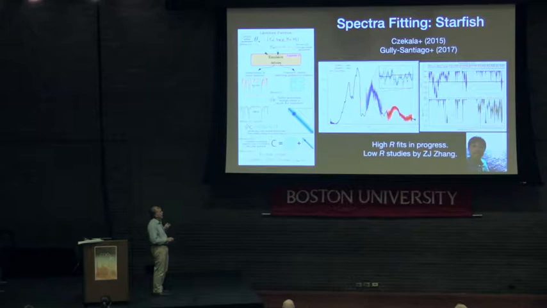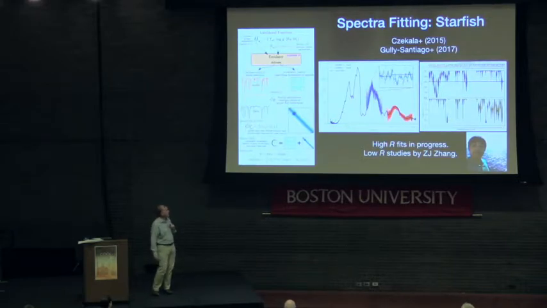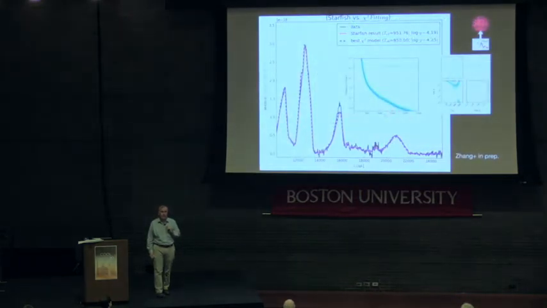We've been doing it both on IGRINS spectra, which is shown here. These are effective temperature and gravity measurements as a function of spectral order, which isn't physical, but just shows you we're not getting a consistent answer with wavelength. Zijie Zhang from the University of Hawaii has also been using Starfish with low spectral resolution data, and I'll show you a little bit about how that's going.